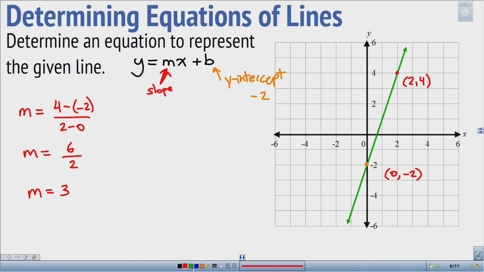Remember also another way you can calculate the slope of a line is to do the rise over run. With these two points, I notice that the rise would be 1, 2, 3, 4, 5, 6, and the run is 1, 2. So it would be 6 divided by 2, rise over run. Now that I have the slope and the y-intercept, I write my equation. y = 3x, since m is the slope, which is 3, and then the y-intercept is -2, so I write -2. So this equation represents this line.